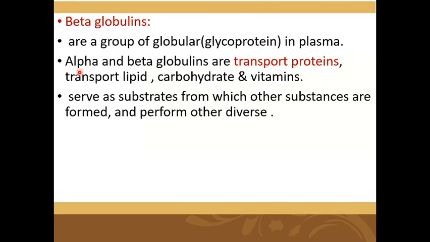Now we come to the beta globulins, a group of globular glycoproteins in plasma. Alpha and beta globulins are transport proteins. They transport lipid, carbohydrate and vitamins. They serve as a substrate for the formation of other important compounds, and these compounds perform different functions in the body.